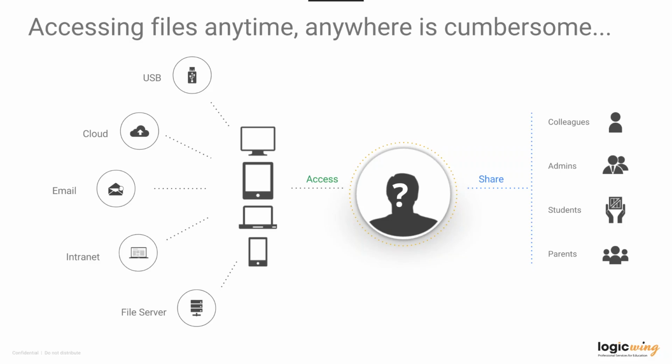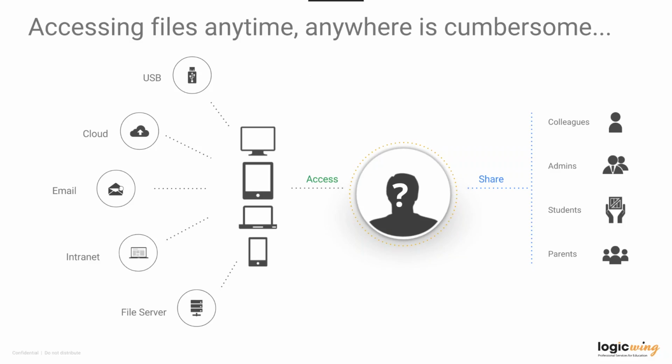But working anytime, anywhere can be challenging. We have information that's stored on USB drives, email attachments, in cloud storage spaces like Dropbox or OneDrive. And that makes it hard for us to access this information, especially remotely or from a mobile device, if we have the information stored in different places. Even getting the right version of the file sometimes is very difficult to figure out.